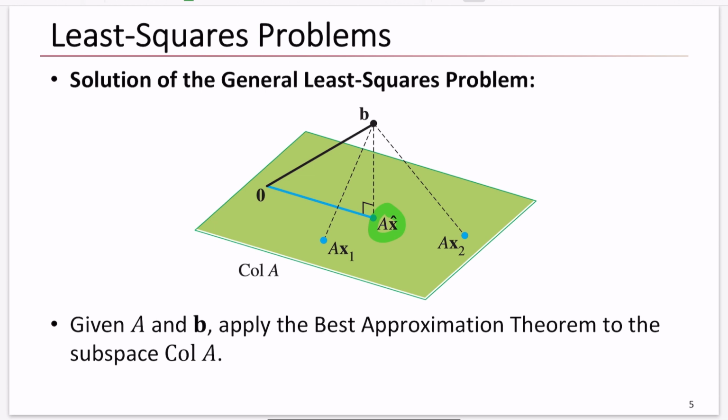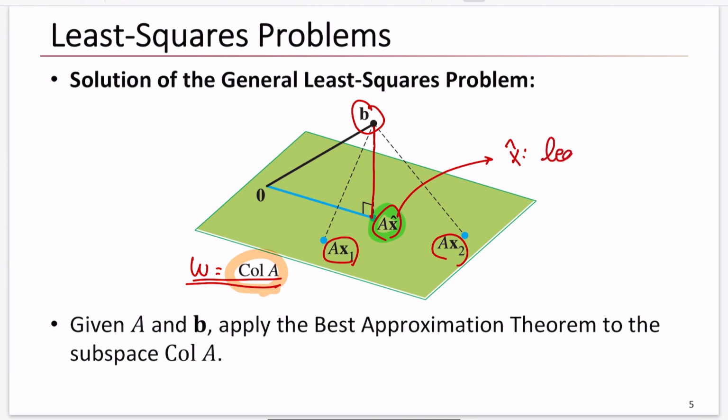This is our subspace W, which is the column space of matrix A. For any vector in the column space, let's say Ax1, Ax2, and Ax hat, here Ax hat is the closest point from vector b to the W subspace or the column space, which means that x hat is going to be the least square solution.